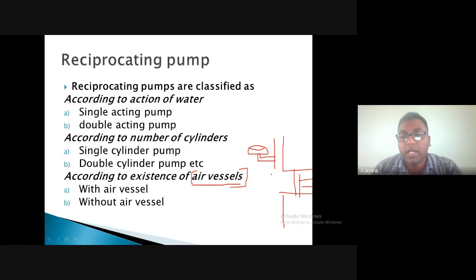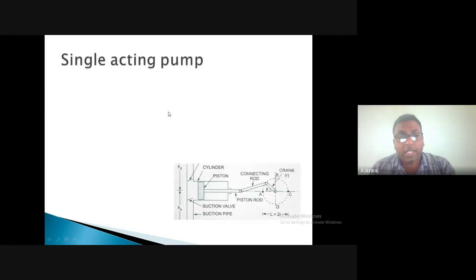When fluid is supplied at a higher pressure, the air vessel takes up some amount of pressure, thereby reducing the shock or the pressure surge on the delivery side. And when there is a pressure variation, or a lesser pressure, the air vessels compensate for the loss of pressure by supplying back the higher pressure fluid that was retracted into it. So this is the function of the air vessel. With the presence of an air vessel we have one kind of reciprocating pump, and without the air vessel we also have reciprocating pumps. So let us discuss what exactly a single acting pump is.